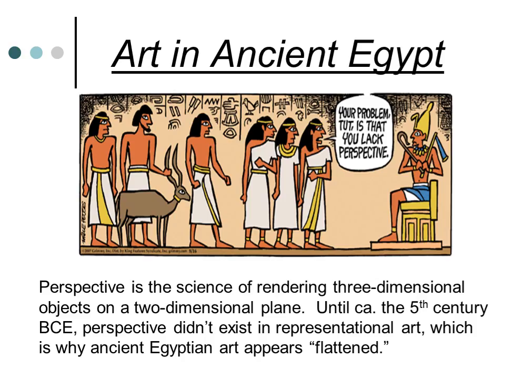One of the great artistic discoveries in human history is single-point perspective. As you can see from this slide, perspective is the science of rendering three-dimensional objects on a two-dimensional plane. Until around the 5th century BCE, perspective didn't exist in representational art, which is why all of the art you see from ancient Egypt appears to be flat.